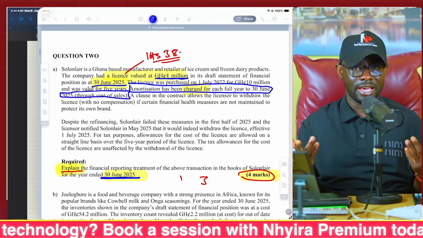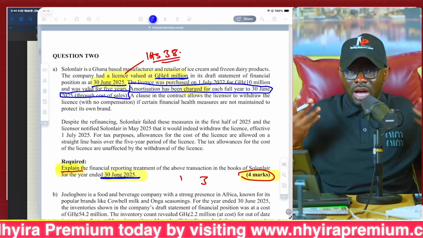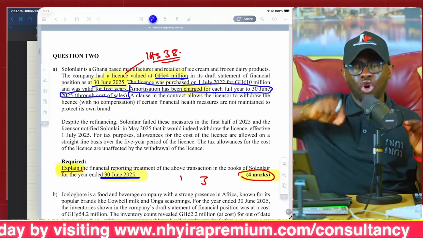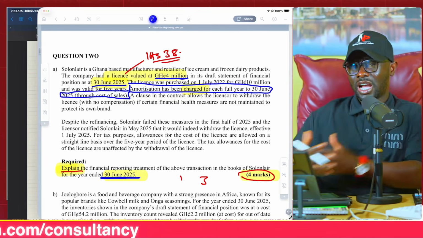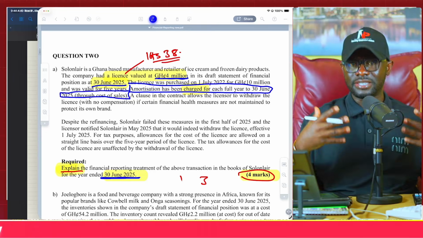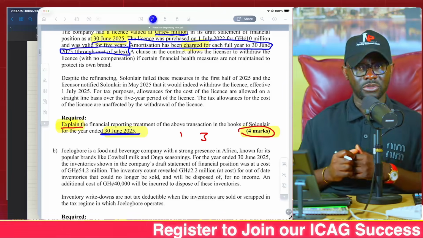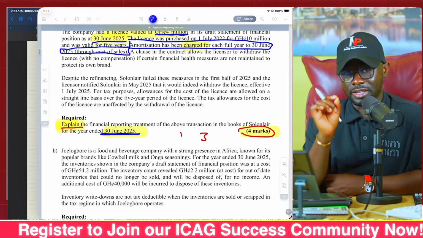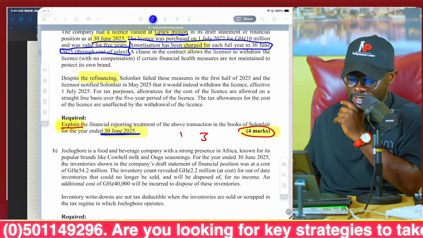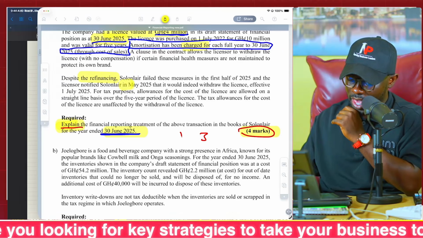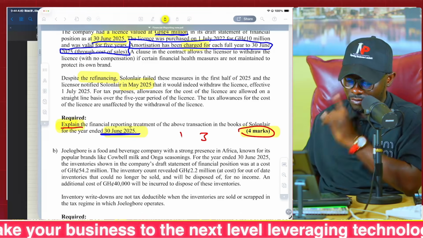We're going to apply IAS 38, intangible assets. Two, they've already charged the amortization for the year, so we are not going to amortize anything. The third thing here is the condition or the clause attached to the license that the licensor can withdraw if the entity doesn't maintain a certain financial health. So let's come to the final paragraph because possibly that will open us up to something else. Despite the refinancing, Solan Air failed these measures in the first half of 2025, and the licensor notified Solan Air in May 2025 that it would indeed withdraw the license effective 1st July 2025.